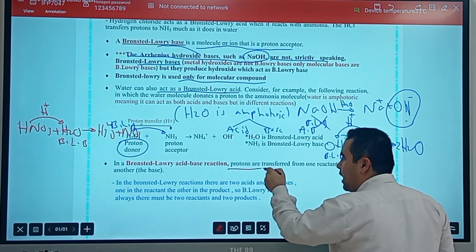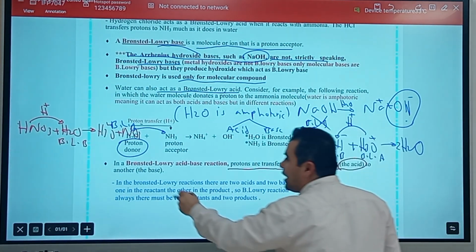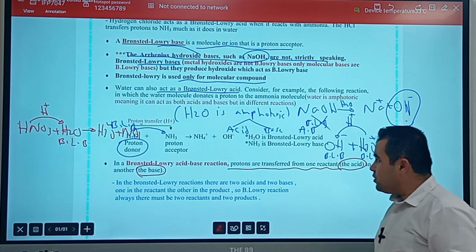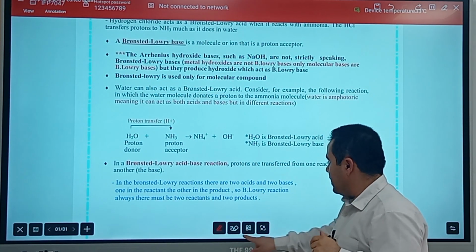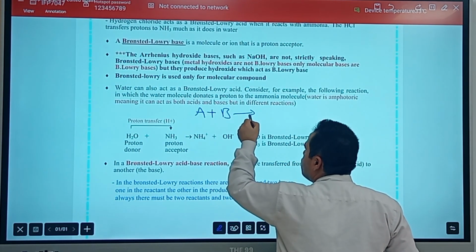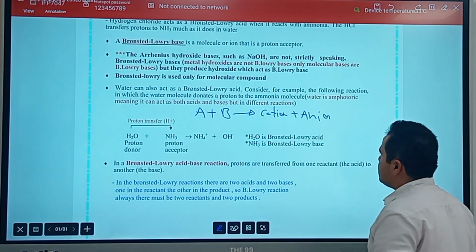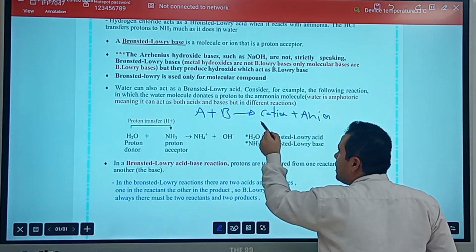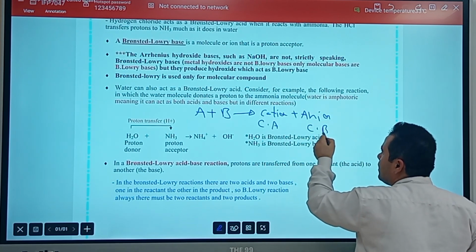A Bronsted-Lowry reaction represents a reaction in which protons are transferred from one reactant, the acid, to the other one, which is the base. So always in a Bronsted-Lowry reaction, there must be two acids and two bases, guys. An acid plus a base will produce a cation usually plus an anion. This is the usual case, though we have exceptions. We'll be talking about the conjugate: it will be a conjugate acid and the anion usually a conjugate base.